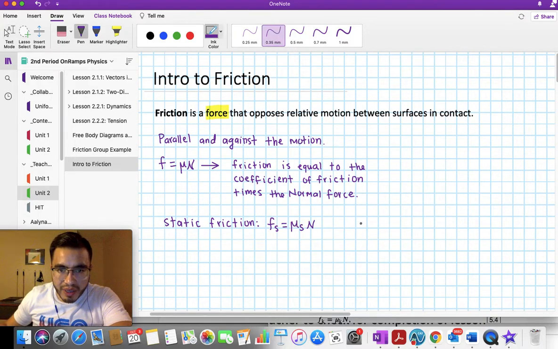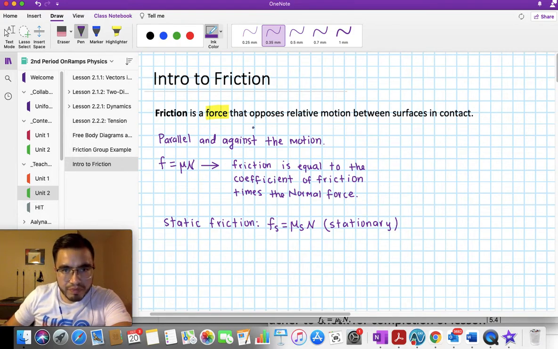And normally static friction is when objects are stationary. Normally we have an inclined plane and we have a block or a box that is either sliding down or just resting on the inclined plane. If it's stationary, then it's static friction. So stationary, or you can write no motion. This is the coefficient of static friction, and then we have kinetic friction.